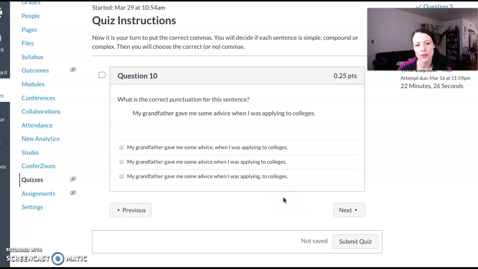What punctuation do we need? When you have independent first, dependent second, no comma. So this is the correct answer.